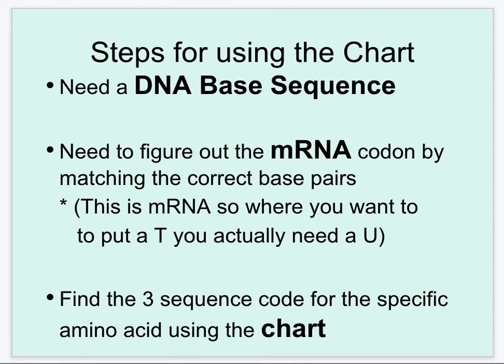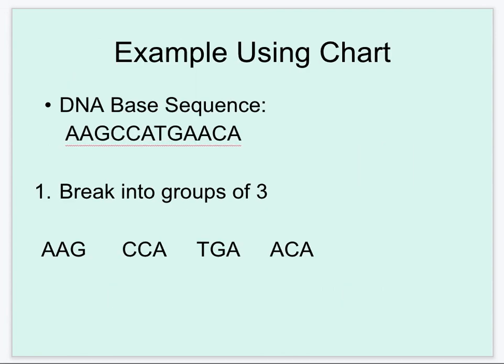Steps for using the chart: you need a DNA-based sequence of 3. You need to figure out the mRNA codon by matching the correct base pairs. This is mRNA, so you want to make sure you use a U, not a T. And then you find the 3 sequence code for the specific amino acid using the chart. So I'll show you how that works.